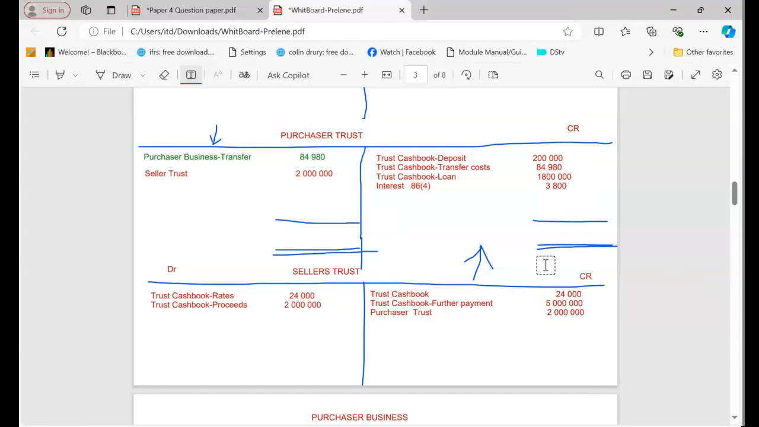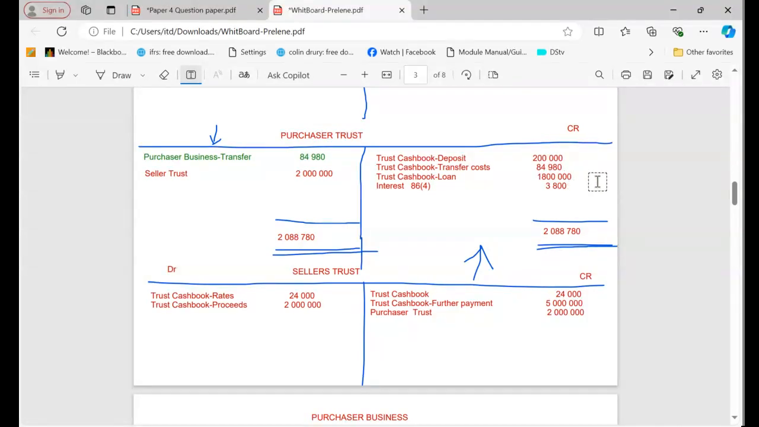200,000 plus 84,980 plus 1,812 plus 3,800 gives you 2,088,780. Okay, that is the biggest side minus the other side. 8,490 plus 200,000 is 284,980. No, just double check this total once again.